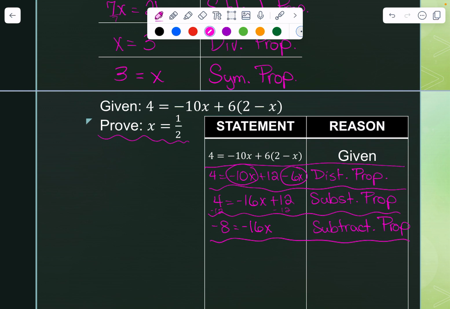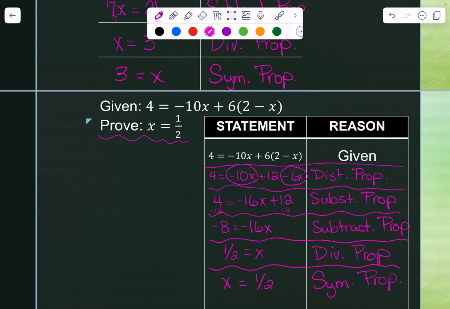Then I need to do the division. So now 8 divided by 16, negative 8 divided by negative 16, is a positive 1/2. And that is using the division property. But that is not what my proof statement wants. My proof statement wants it to say x equals 1/2. And what allows me to do that? That is the symmetric property.